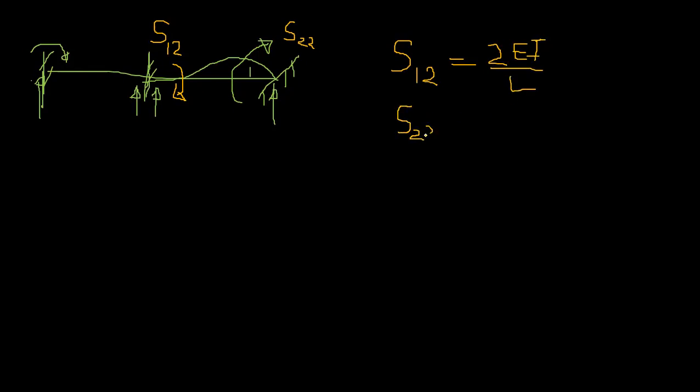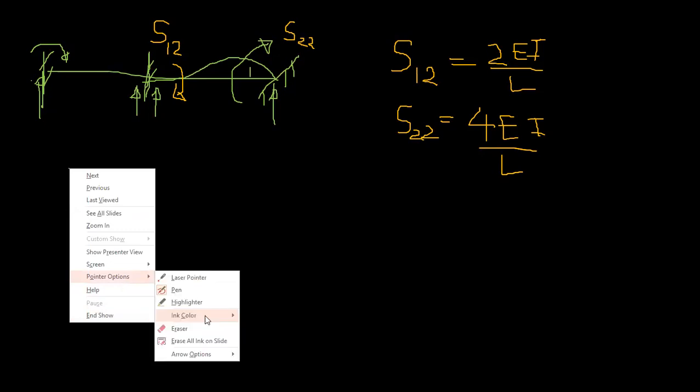S22 should be 4EI over L. It is from the appendix, right? So we apply unit rotation and check the force. That's called the stiffness, right? So the green-colored ones are the actions you have to find.